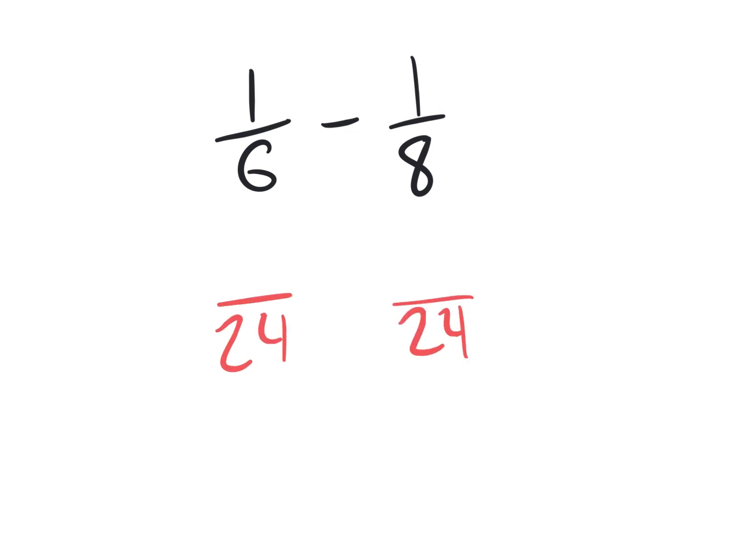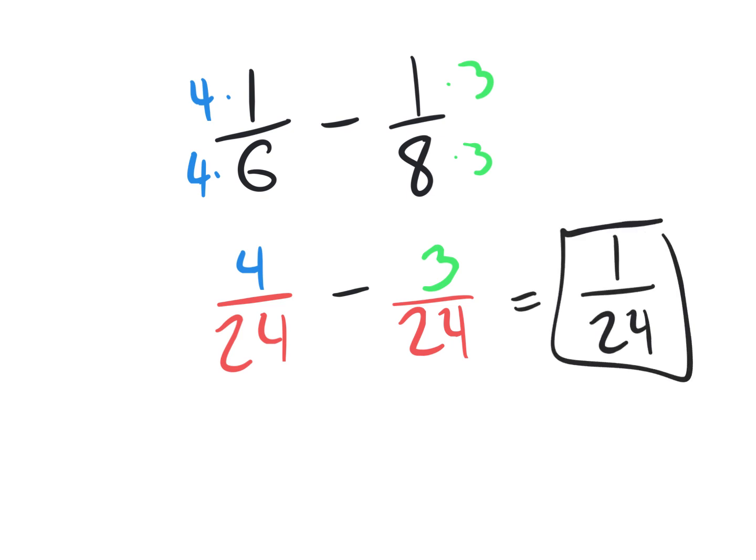And then show your work. How do you change 6 to become 24? Times 4. And what you do to the bottom, you do to the top. So up on top, 4 times 1 is 4. Over here, how do you change 8 to become 24? Multiply by 3. And you end up with the 3 up here. And we are subtracting. So what's our final answer going to be? 1 over 24. Can't reduce. We're done.